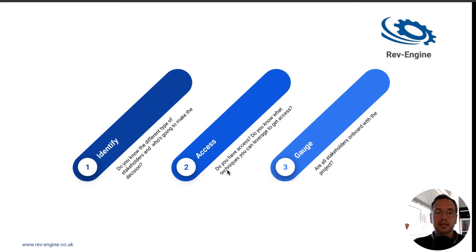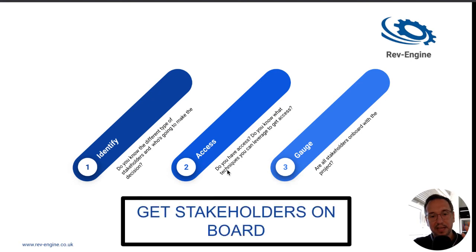So by doing these three things, identify, access, and gauge, and by answering yes to these three questions: do you know the different types of stakeholders and who's going to make the decision? Do you have access to those people? And are they on board? Are all of them on board with the project? Magic happens. And that's truly when you get all stakeholders on board with the project.